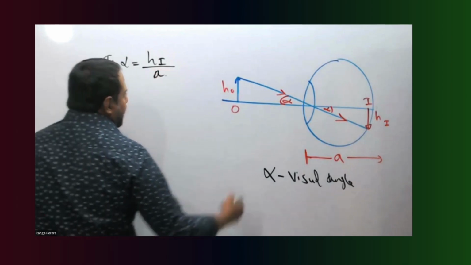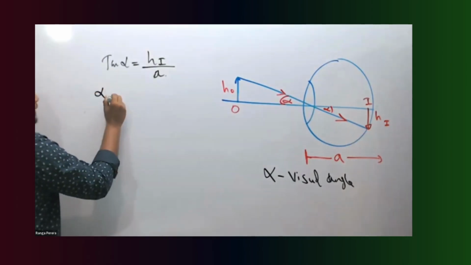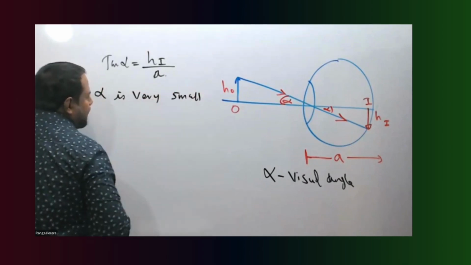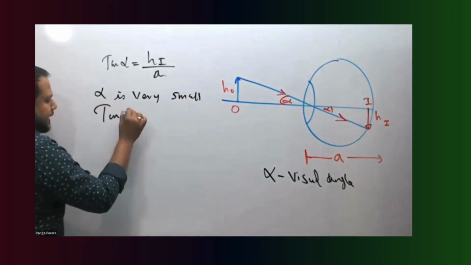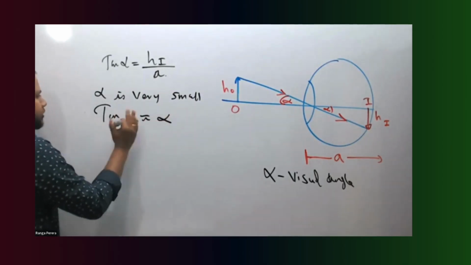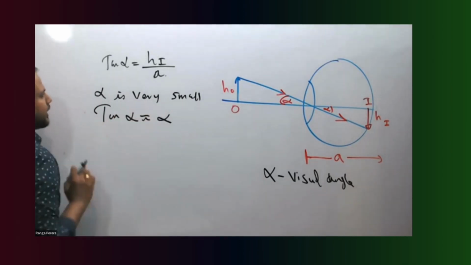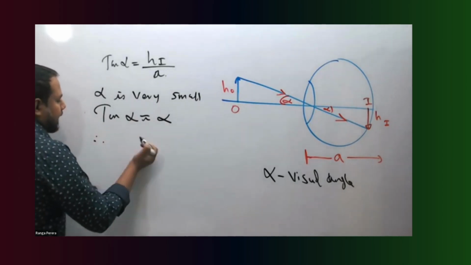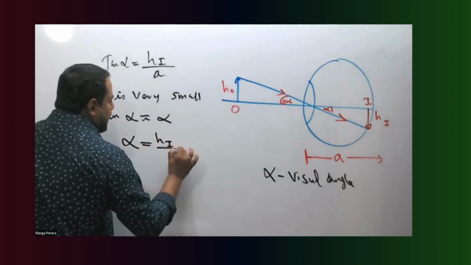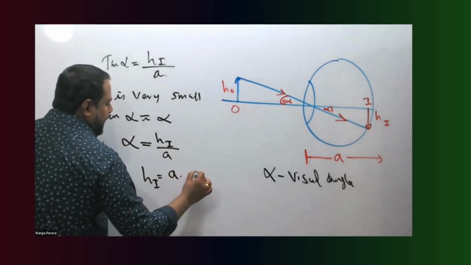Try to understand, this alpha is a very small angle. If alpha is very small, if you remember the approximation, tan alpha you can make as alpha. Even that is true for sin alpha. Sin alpha equals alpha, given that alpha is very small. If so, tan alpha can be taken as alpha. Alpha must be equal to HI over A. So that means HI must be equal to A into alpha.